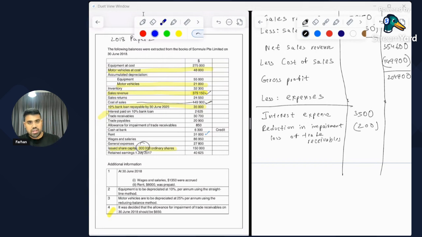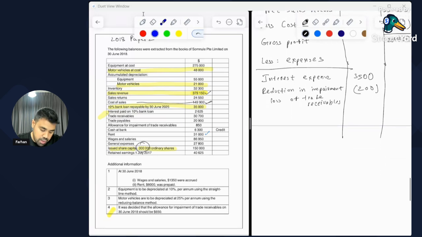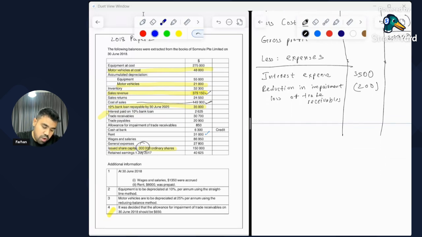Remember, all expenses by default are a cost, but this is not a cost, but you are reporting this within the expenses section. And we are showing the number as a negative number or within brackets only to imply that this is a good thing. All right? Okay. Next, we have got the cash at bank of 6,300, and they're saying it's credit, which means this is a bank overdraft. Okay, and this is a current liability, nothing to do in this income statement. Then we've got the rent expense and the wages and salaries. We've already done the workings for these too.